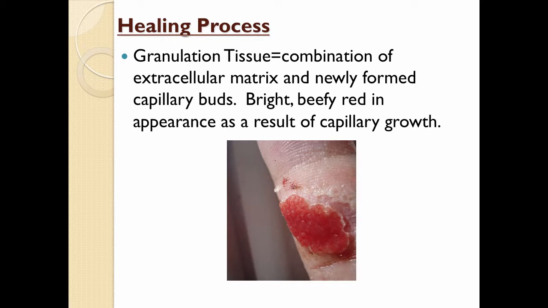So the picture here is granulation tissue. It is a combination of extracellular matrix and newly formed capillary buds. You'll notice the bright beefy red appearance. This is a result of the capillary growth.